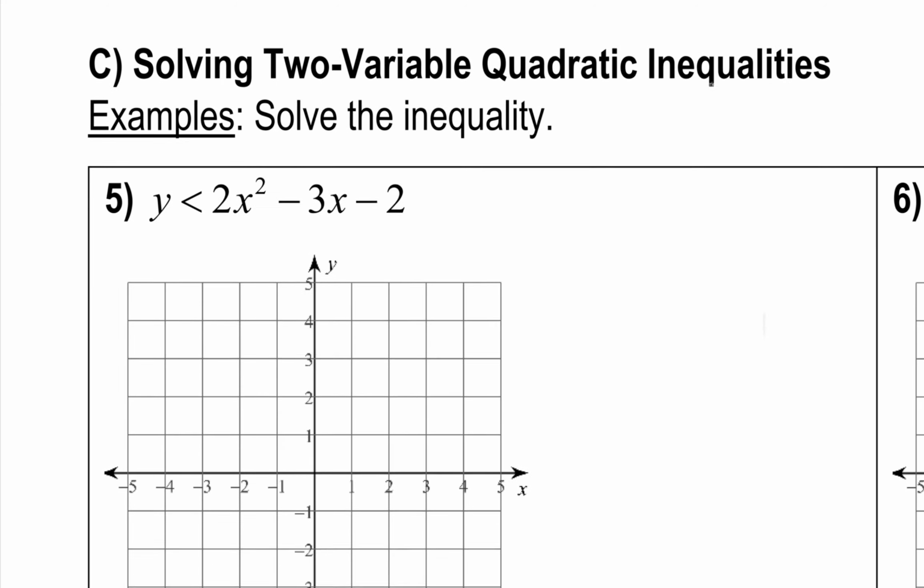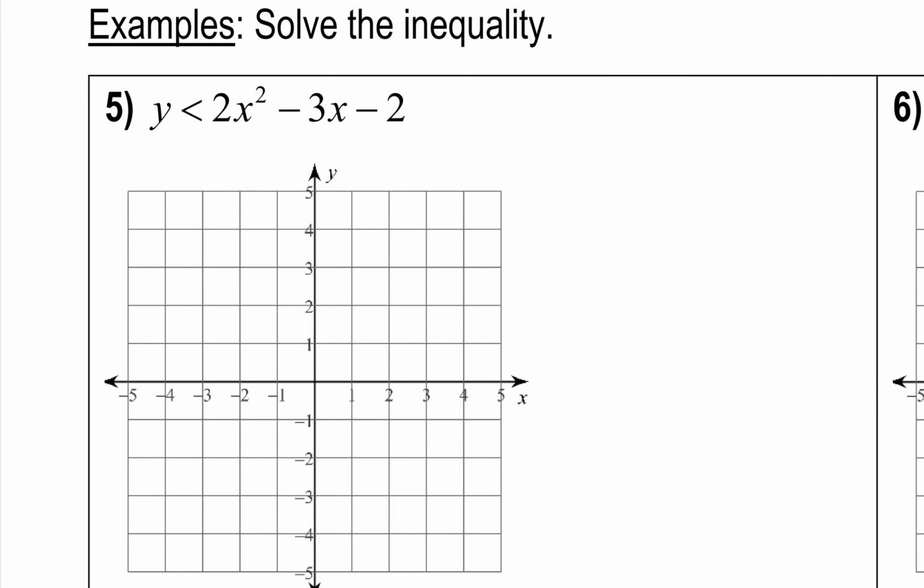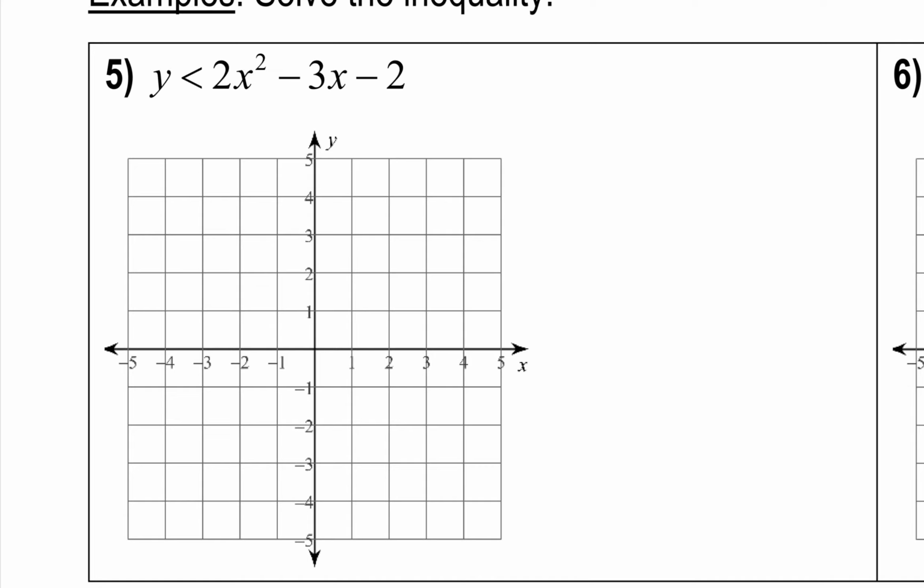Alright, so let's move on to the next part. Solving two-variable quadratic inequalities. So here where it says solve the inequality, I guess it should say graph, but solve, same thing, because the graph would be the accurate representation of this anyways. So to graph this, the most important thing for any quadratic equation is the vertex. So I know this is going back a ways, but if you remember, we have A, B, and C. And so the first thing we have to do is find the vertex.